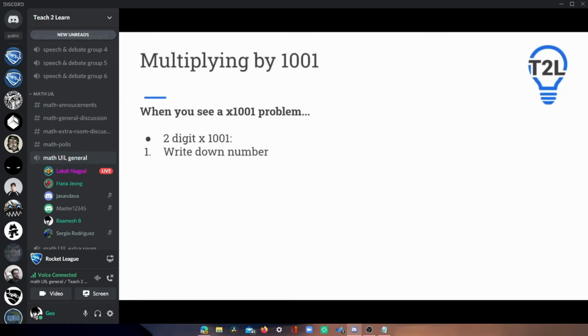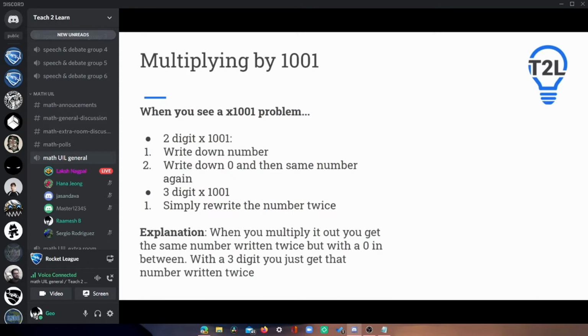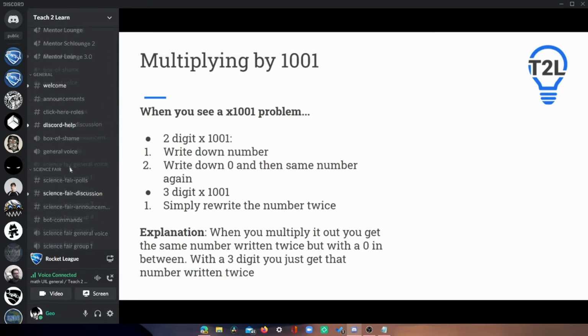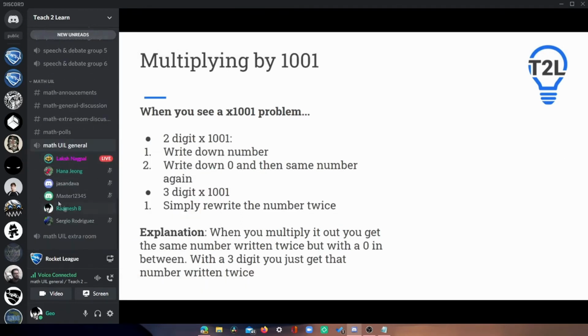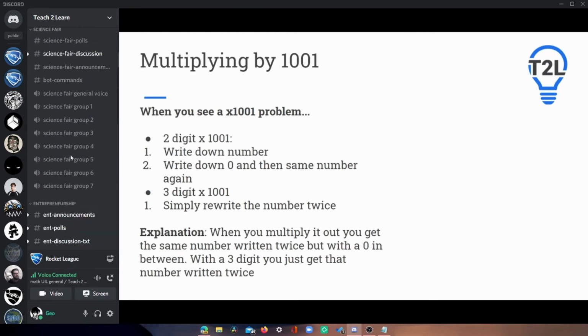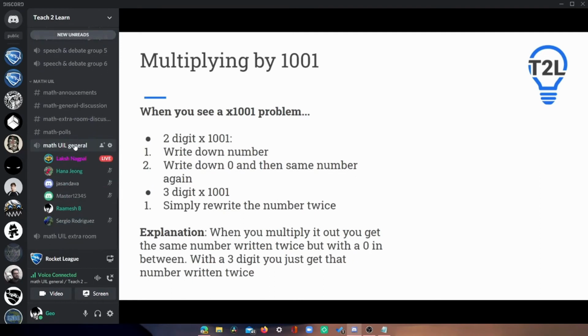So multiplying by 1,001 is sort of similar, but there are two instances with multiplying by 1,001. One you can have 2-digit and the other 3-digit. So whenever you have a 2-digit times 1,001, all you have to do is, like the 101, just rewrite the number twice, but since it's 2-digit, make sure to add a 0 in between. But when it's 3-digit times 1,001, then you just rewrite the number twice.